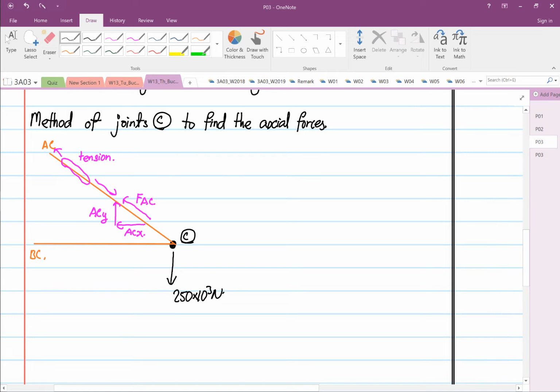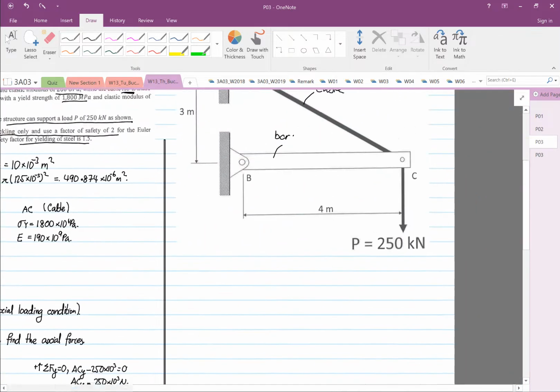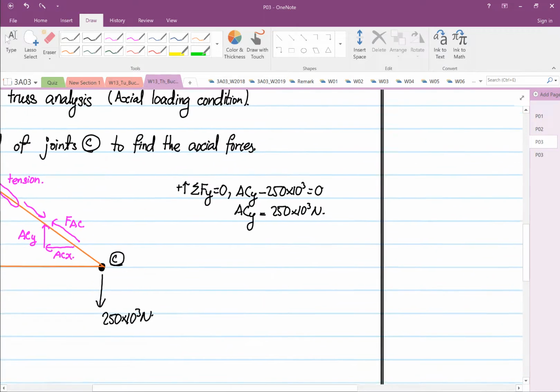Okay, so let's deal with AC first. So we do static analysis. Positive is going up. So ACY minus 250 times 10 to the power 3 is equal to 0. ACY is equal to 250 times 10 to the power 3 Newton. So we know ACY and we can find ACX directly. Okay, so we know the distance. One is 3, the other one is 4.